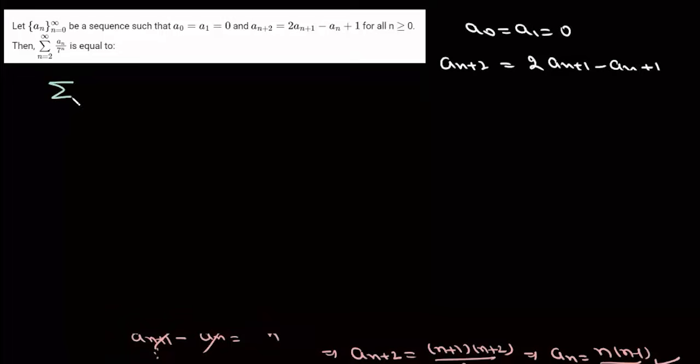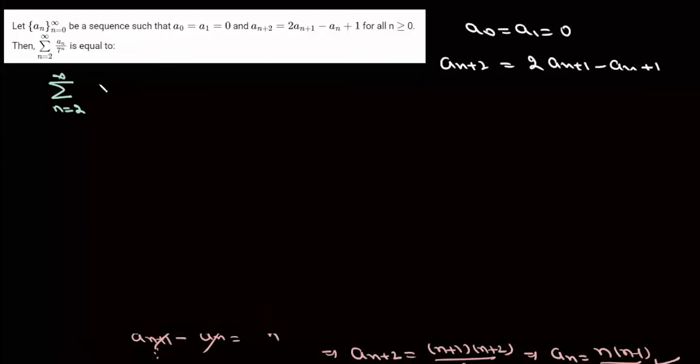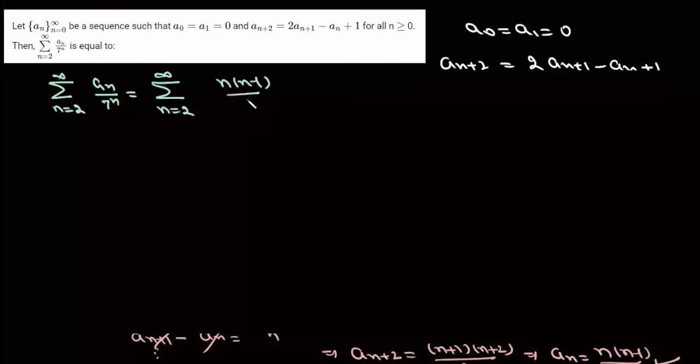Now we need to find the sum of this series, which is this summation, n varies from 2 to infinity, a_n by 7 to the power n, which is this summation, n varies from 2 to infinity, and this is n(n-1)/2 into 1 by 7 to the power n. Now we know that 1 plus x plus x square up to infinity, this is 1 upon 1 minus x when x is less than 1.